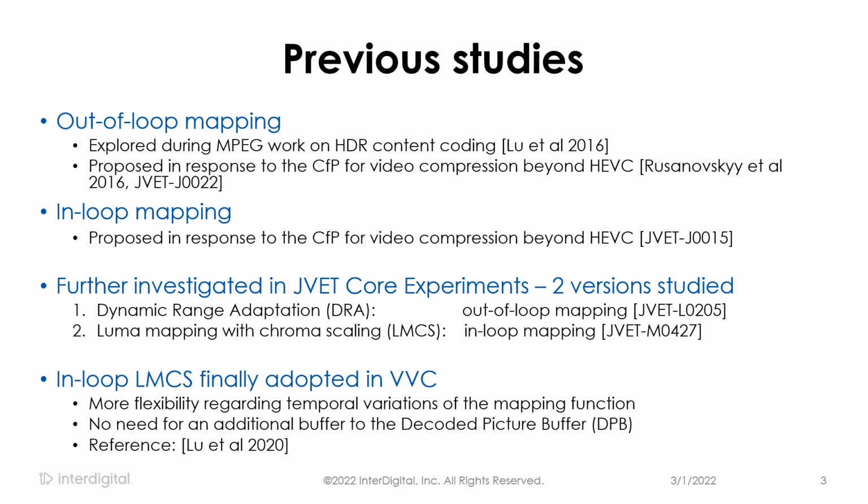So on one side, we had the dynamic range adaptation, which was studied as the out-of-loop mapping solution, and Luma mapping with chroma scaling, LMCS, which was studied as the in-loop solution. Eventually, the in-loop approach was adopted in the VVC design because it was considered as offering several benefits, and three of them are mentioned here. In-loop mapping turns out to be more flexible regarding temporal variations of the mapping function. It offers coding benefits for a wide variety of content, SDR, HLG, PQ, and it does not require an additional buffer to the decoded picture buffer, DPB, of the decoder, which is not the case for the out-of-loop mapping approach.